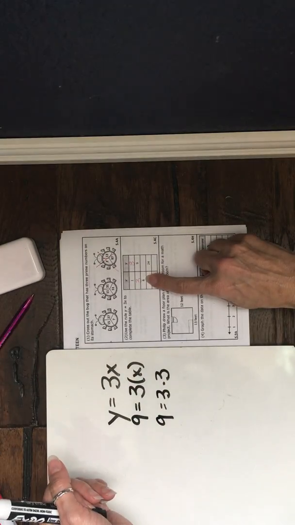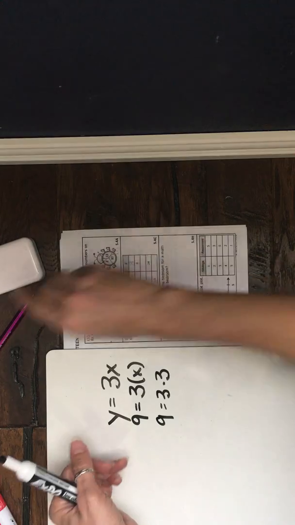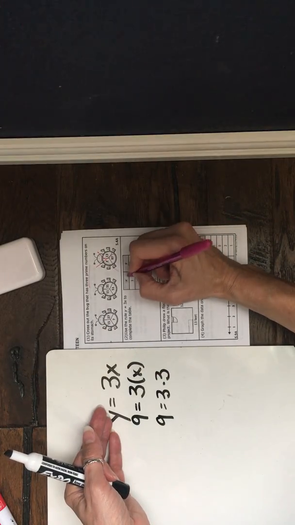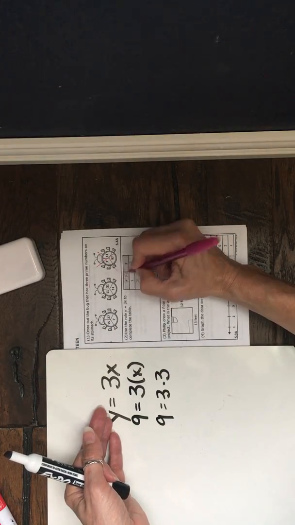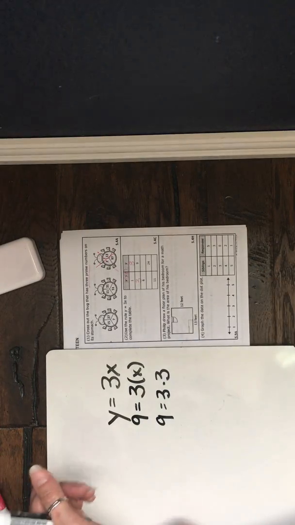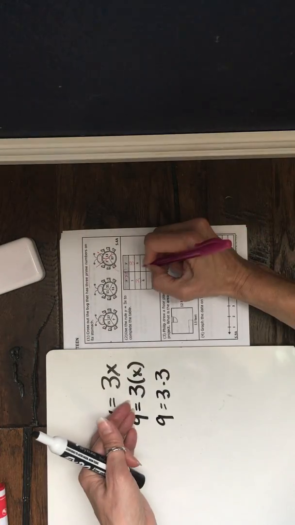Okay, this time it gave us our x again. So we know that our rule up here is times 3. Okay, well, what's 6 times 3? 6, 12, 18. It's 18.